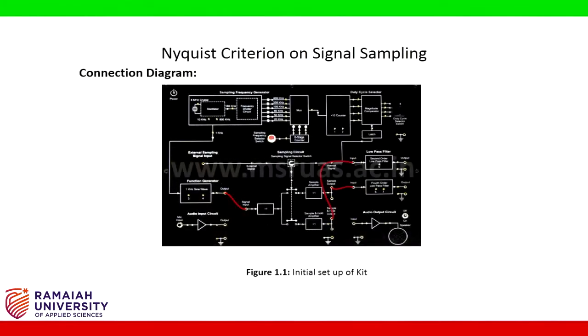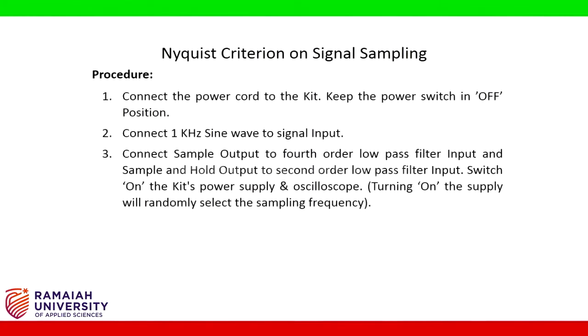Observe the connection diagram. The procedure is: connect the power cord to the kit, keep the power switch in off position, connect 1 kHz sine wave to signal input, connect sample output to 4th order low pass filter input and sample and hold output to 2nd order low pass filter input. Switch on the kit's power supply and oscilloscope. Turning on the supply will randomly select the sampling frequency.